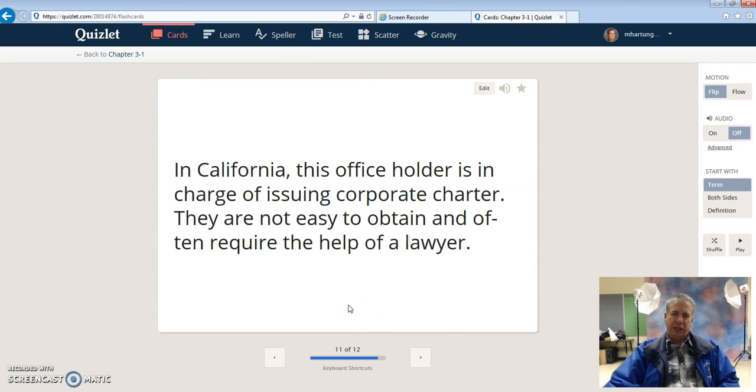In California, this office holder is in charge of issuing a corporate charter. They are not easy to obtain and often require the help of a lawyer, and that is the Secretary of State here in California that is responsible for issuing charters, a charter permission to operate a corporation within California.